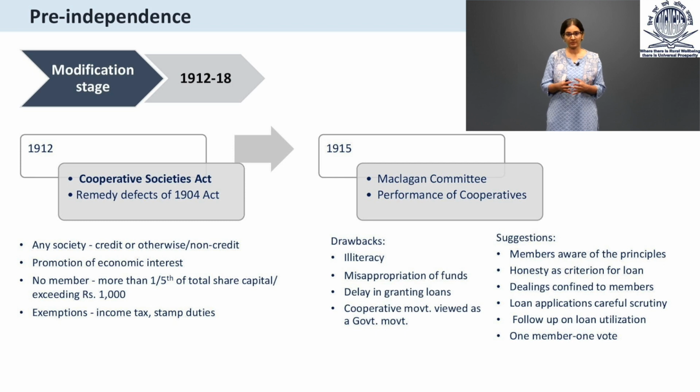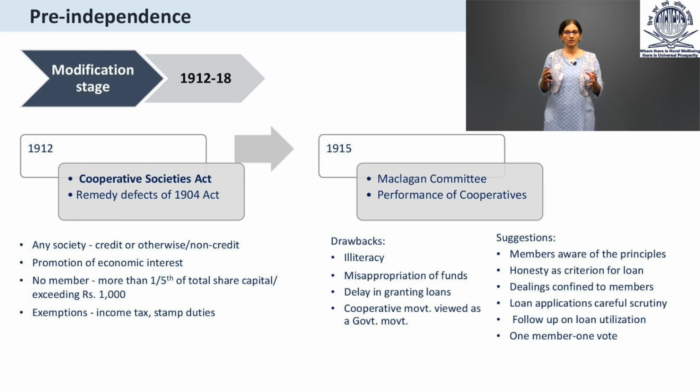A few years later, in 1915, a committee headed by Sir Edward McLagan was appointed to study and report whether the cooperative movement in India was proceeding on economically and financially sound lines. The committee observed some of the drawbacks of the cooperative movement at that point in time. It noted factors like illiteracy, misappropriation of funds, delay in granting loans, and also a viewing of the cooperative movement as a government movement.